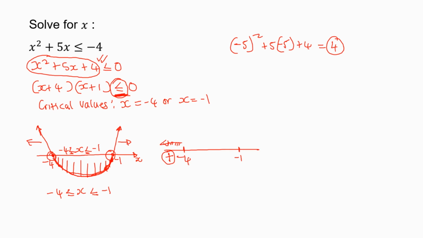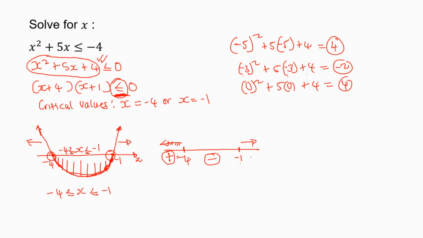And then let's put any value between negative 4 and negative 1. Let me pick negative 3. Negative 3 squared plus 5 times negative 3 plus 4 is equal to what? Negative 3 squared is 9. 9 minus 15, that is negative 6. Negative 6 plus 4 is negative 2. So this is negative. Between negative 4 and negative 1 the graph is below 0. What about this side, greater than negative 1? Let's pick the easy one, 0. 0 squared plus 5 times 0 plus 4 is equal to 4, which is positive. So this side the graph is positive.